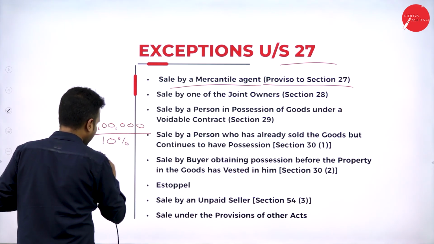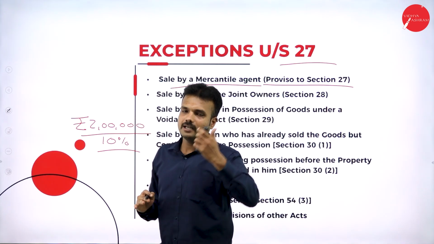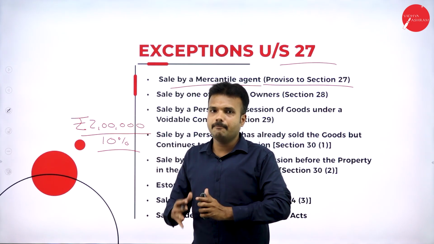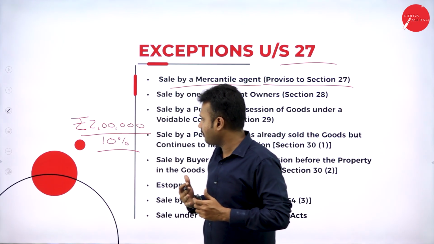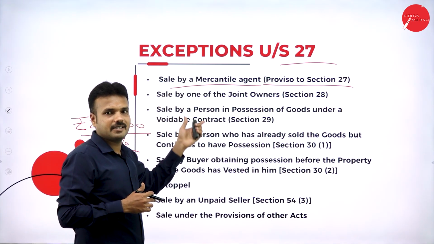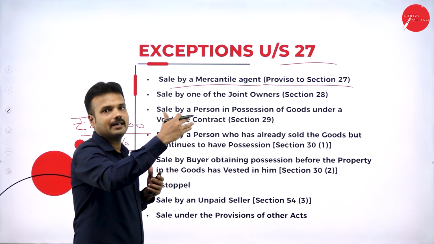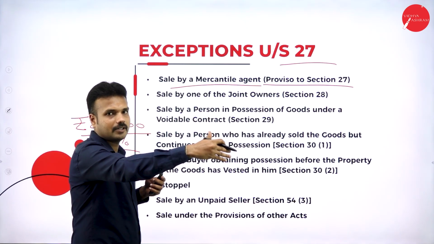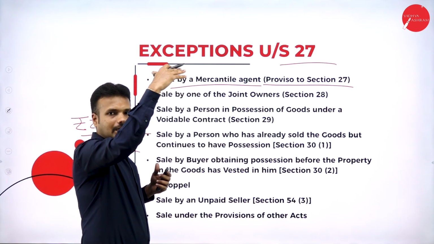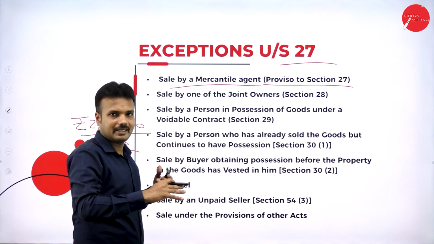If he sells my car for 2 lakh rupees, I am supposed to pay a commission of 10% to the mercantile agent, because he is not the buyer; he stands between me and the customer. Somebody else comes to him after looking at my car and purchases it by paying 2 lakh rupees. He is going to transfer the complete ownership to that person who purchases the product, even though that person knows that the car does not belong to this mercantile agent.